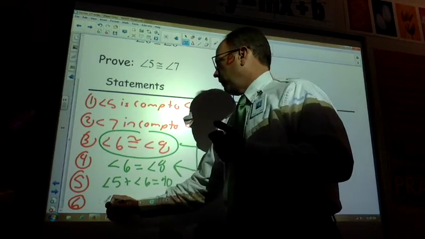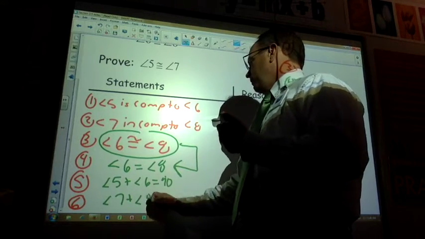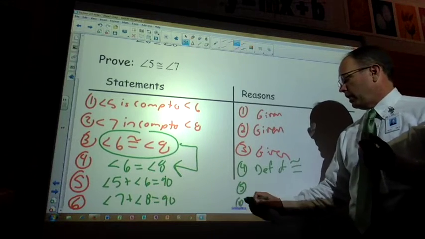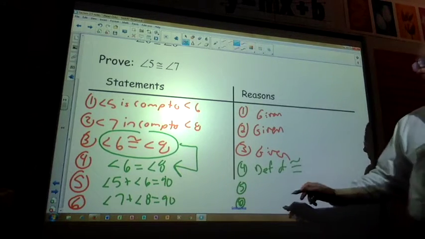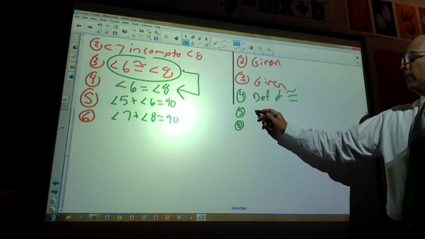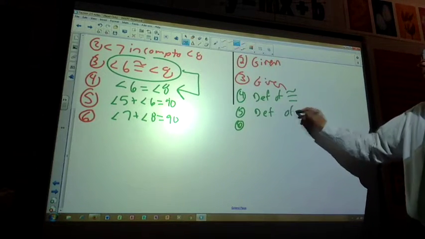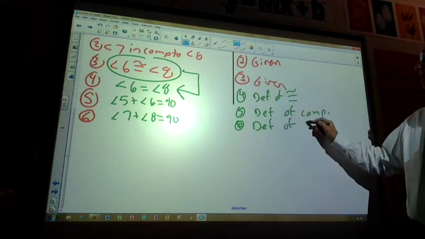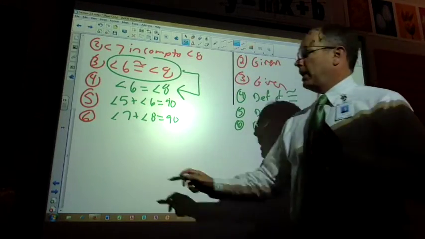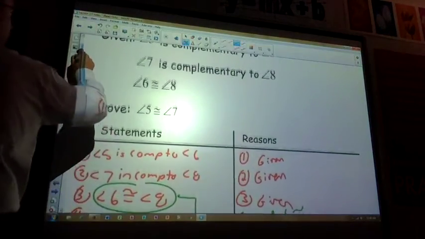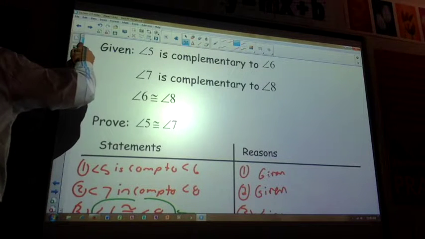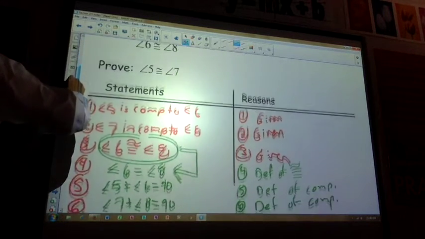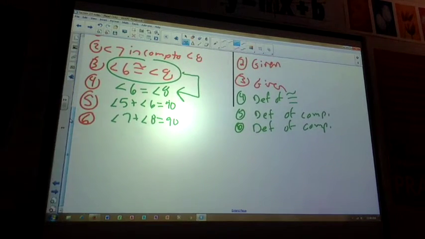So angle 5 plus angle 6, and angle 7 plus angle 8 is equal to 90. And what did I do with 5 and 6? Definition of what? Definition of complementary. Why would that happen? Because they told us that angle 5 is a complement to angle 6. That means if I add angle 5 and 6 together, I get 90. Angle 7 is complementary to angle 8, so we can say that angle 7 plus angle 8 equals 90. Definition of complementary.